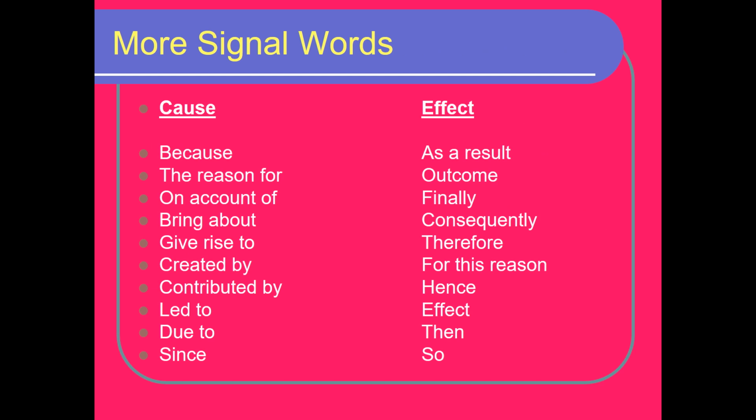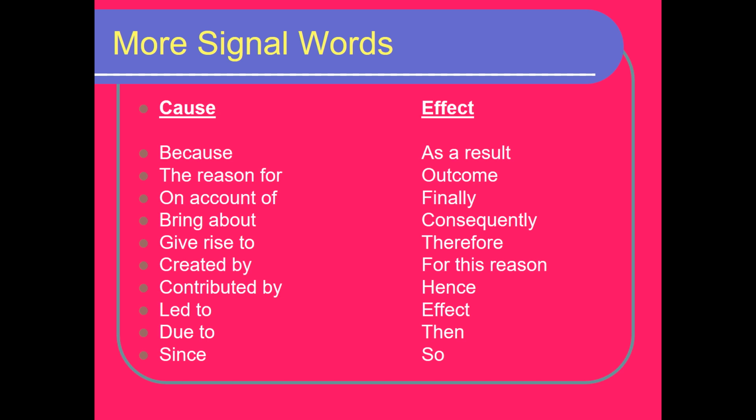When you're trying to figure out what is a cause and what event is an effect, the author may use different signal words again to show you which event is the cause and which event is the effect. Some of the signal words that the author may use to show you a cause might be the word cause that we talked about just a minute ago, because, the reason for, on account of, bring about, give rise to, created by, contributed by, led to, due to, and since.